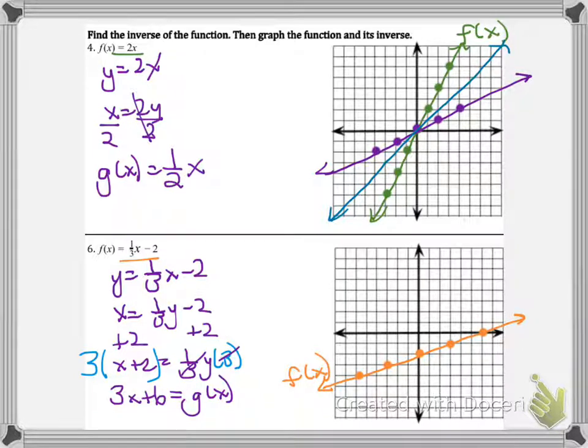Then let's graph the other line, g of x. Start at 6. And then we'll go down 3, right 1, down 3, right 1, down 3, right 1, down 3, right 1. And then draw that line. And then you can see, if you draw the line of reflection at y equals x, it is completely reflected on that line.